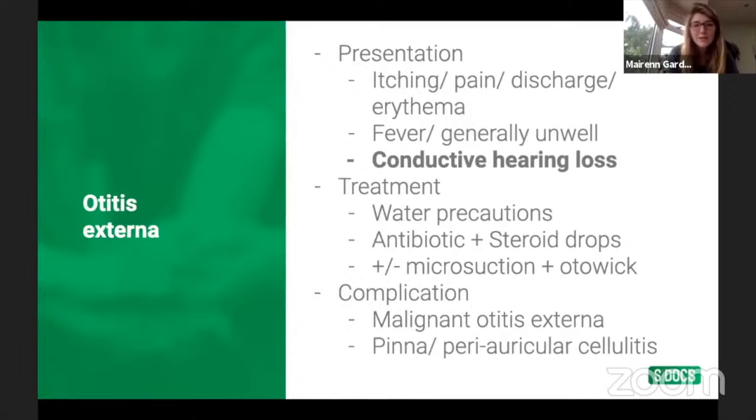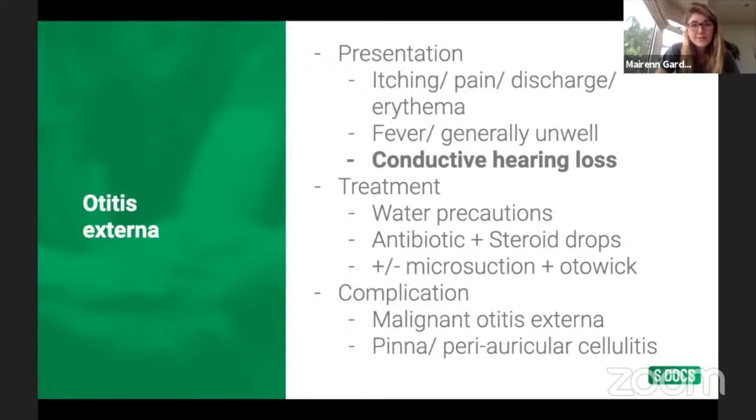For these patients, conservatively, you need to make sure that they're careful with water precautions. So they shouldn't be getting their ear wet. So they should avoid swimming and getting water into their ear canal. So when they're in the shower or having a bath, they need to be cautious of this. Treatment is antibiotic and steroid drops. You need aminoglycosides or quinolone.